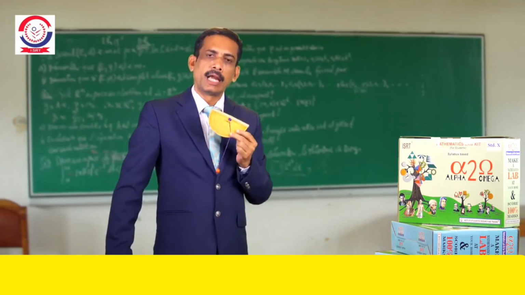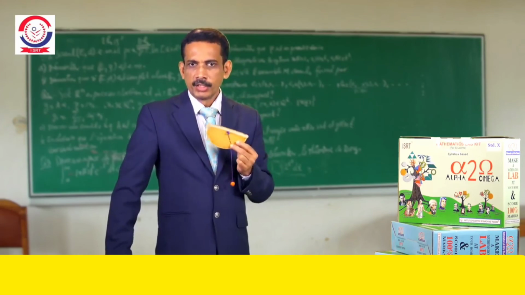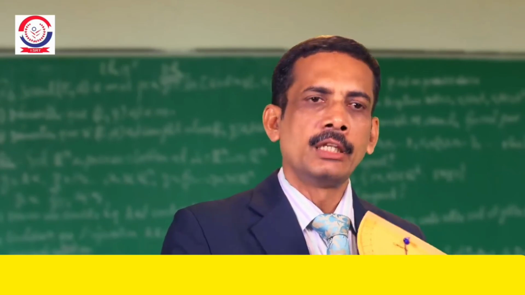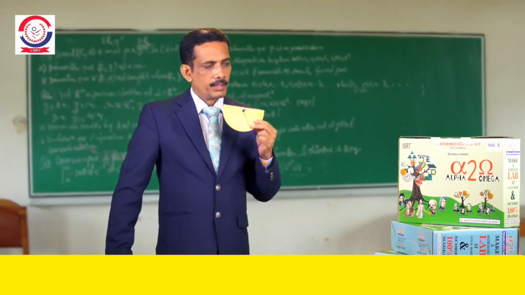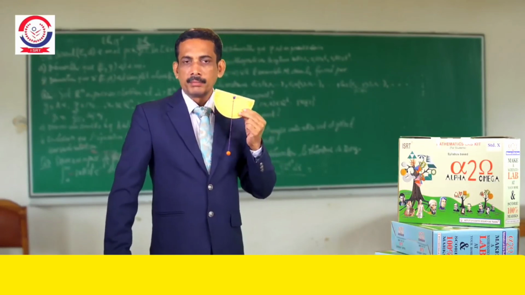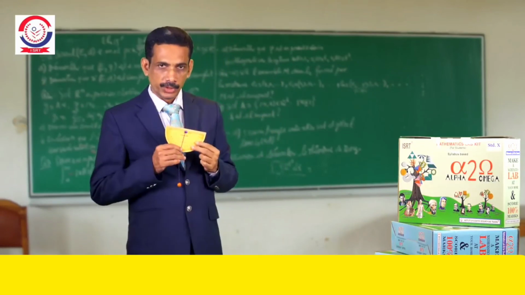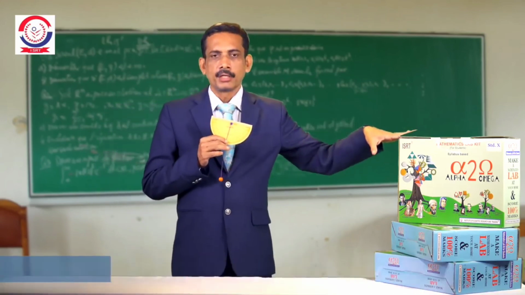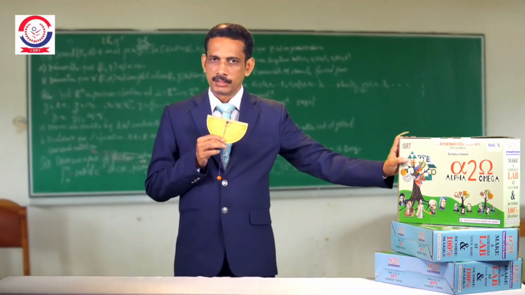And once you get the angle of elevation or angle of depression, using the trigonometric function tan, you can easily find out the height of the object. So this is one of the many interesting items included in the class 10 Alpha to Omega Mathematics Lab Kit. Enjoy.